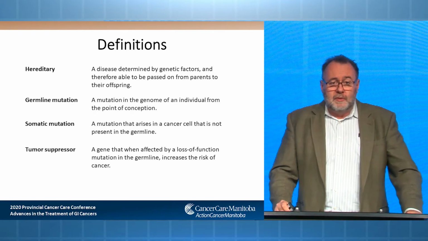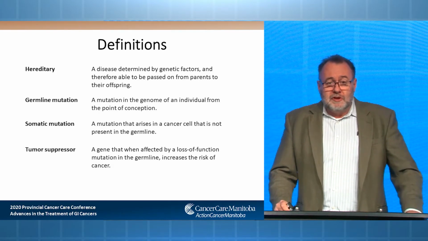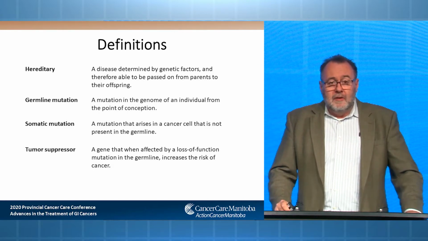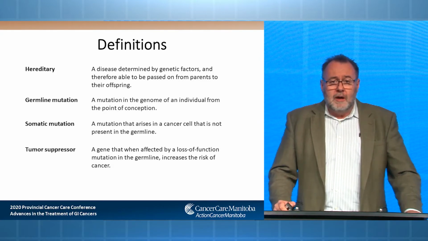And finally, tumour suppressor. What do we mean by a tumour suppressor? A tumour suppressor is a gene that, when affected by a loss of function mutation in the germline, increases the risk of cancer. And it's the study of hereditary cancer syndromes that are affected by these loss of function mutations in tumour suppressors that led to the concept of tumour suppressors in the first place. And that is why hereditary cancer syndromes are so important for understanding how cancer evolves and progresses.